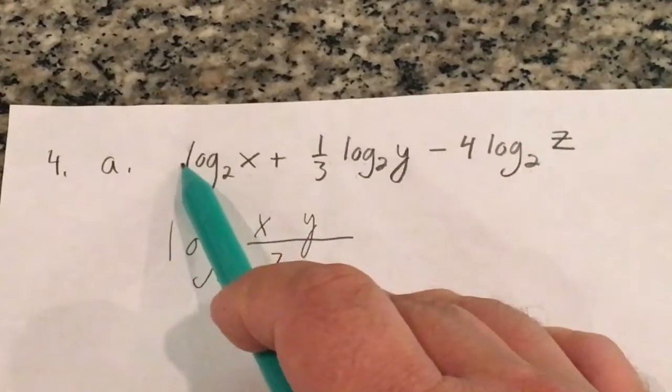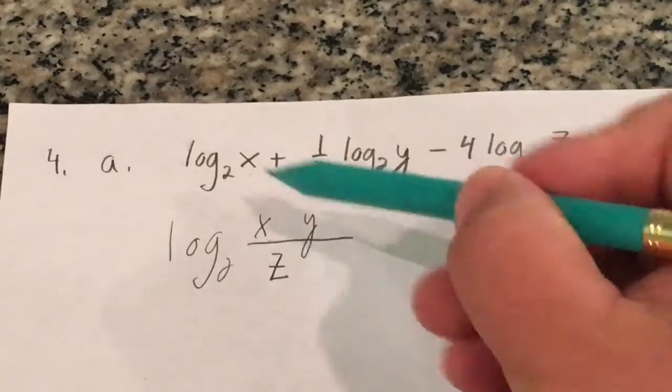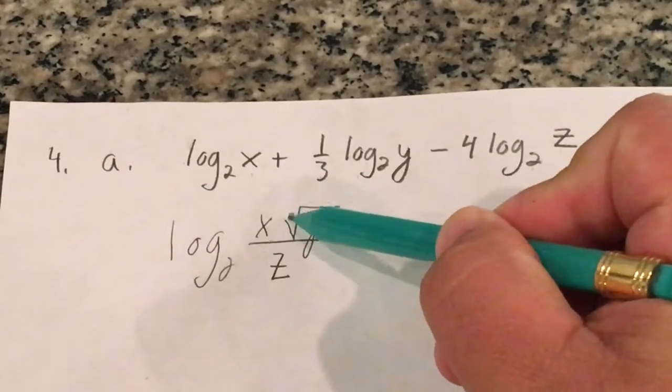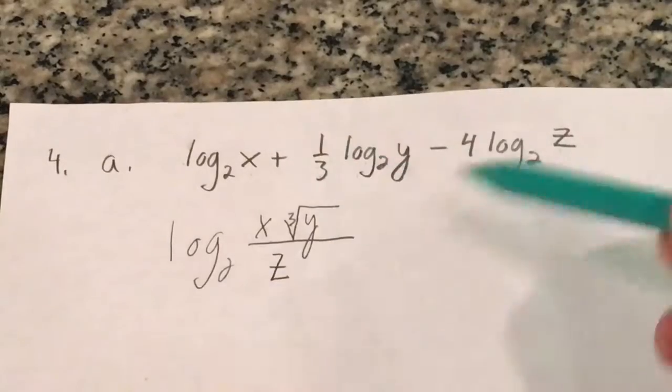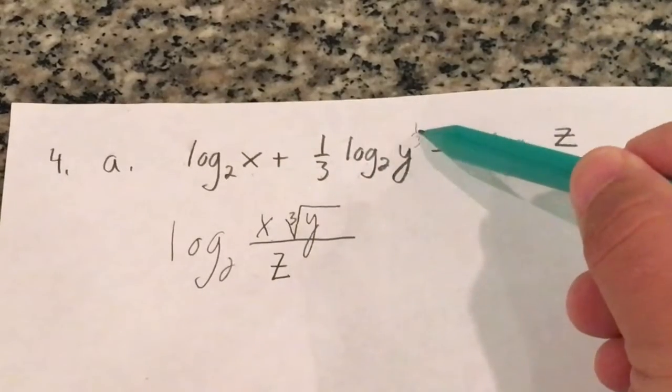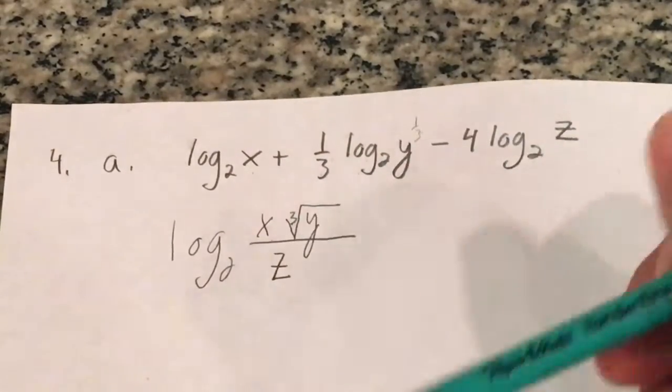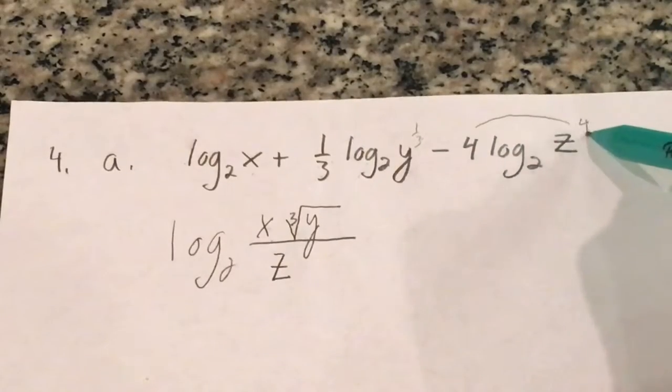Now because there's nothing involved in front, the x stays by itself. But because there's a 1/3, that's going to turn into a cube root. That's the cube root of y. Because of the 1/3 in the front, that's actually going to turn that to a 1/3 exponent. What's in the bottom goes in the bucket. Now the z, that 4 lifts up, and now it's to the 4th power.